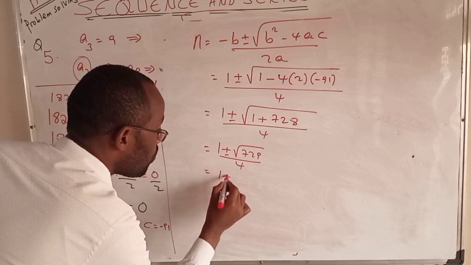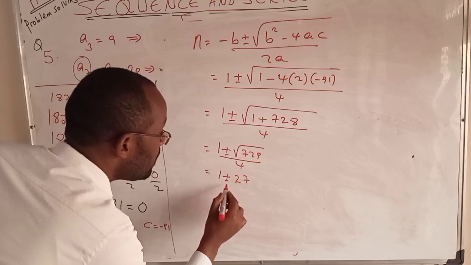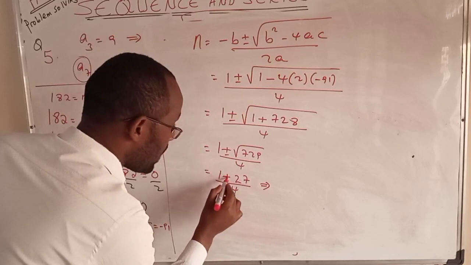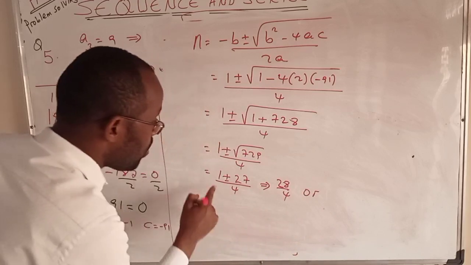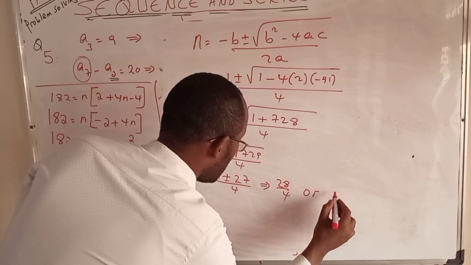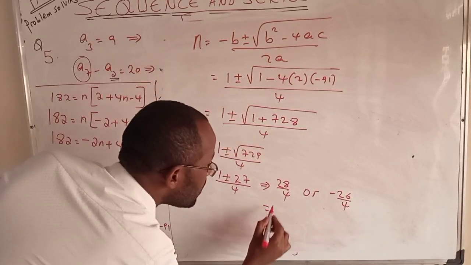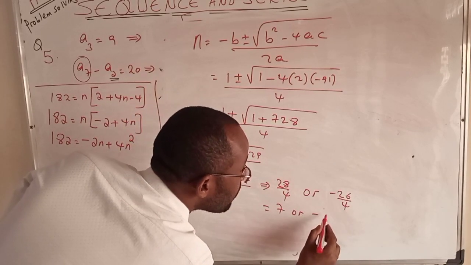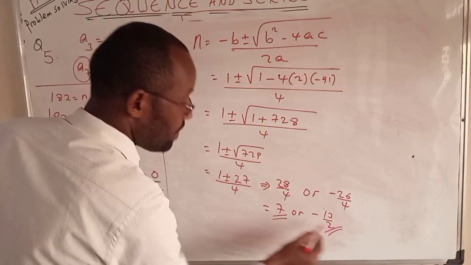So this equals 1 plus or minus, if you take the square root, you will get 27 divided by 4. Now this implies 1 plus 27 is 28 over 4, or the other option is 1 minus 27, which is minus 26, negative 26 over 4. Now this equals 7, or this equals negative 13 over 2. Now you get these two values for n.